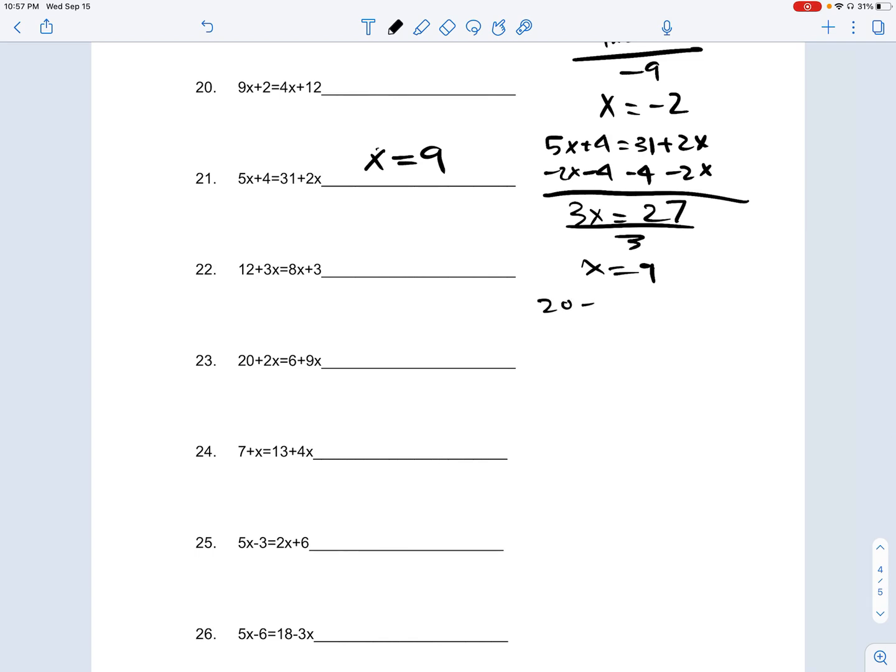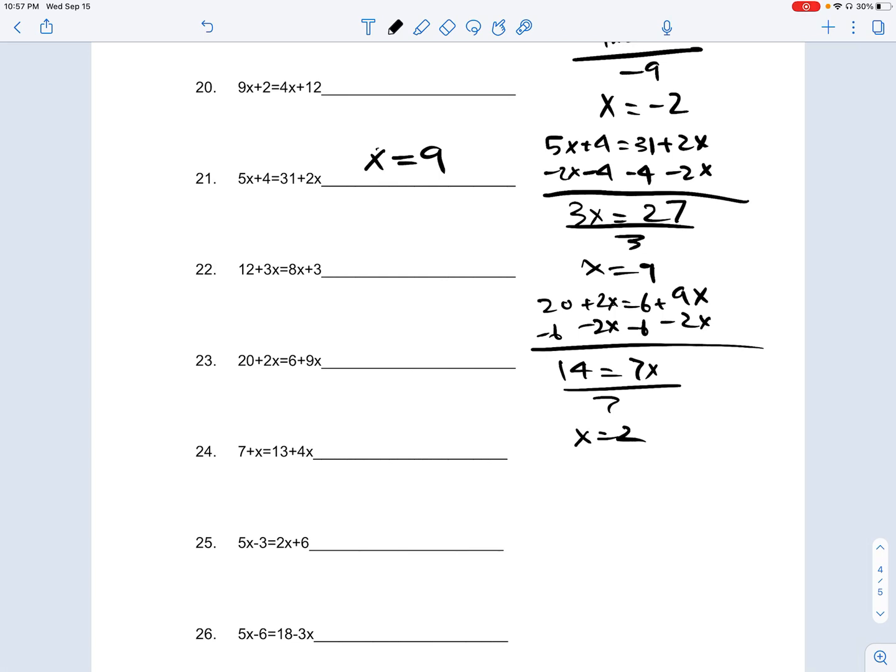Number 23. 20 plus 2x is equal to 6 plus 9x. You subtract 2x on both sides, and you subtract 6 on both sides. 20 minus 6 is 14. 9x minus 2x is 7x. Divide by 7 on both sides, and you get x is equal to 2.